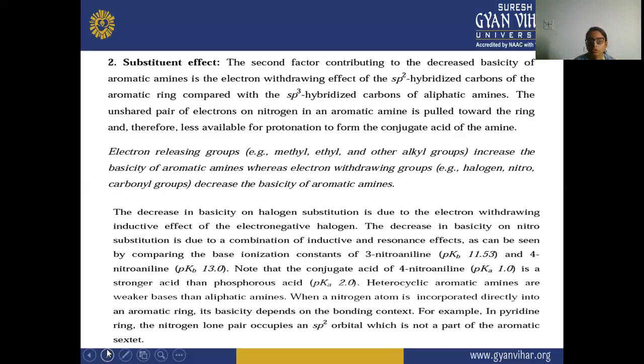So the pair of electrons that are present on the nitrogen in the aromatic ring are pulled towards the ring. They are not readily available for protonation or for the reaction with the acid to form a conjugate acid of the amine. So they are less available for protonation to form the conjugate acid of the amine.